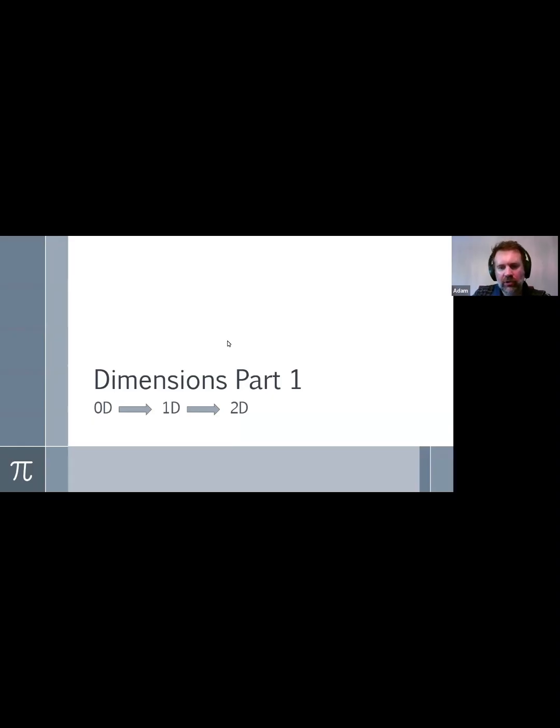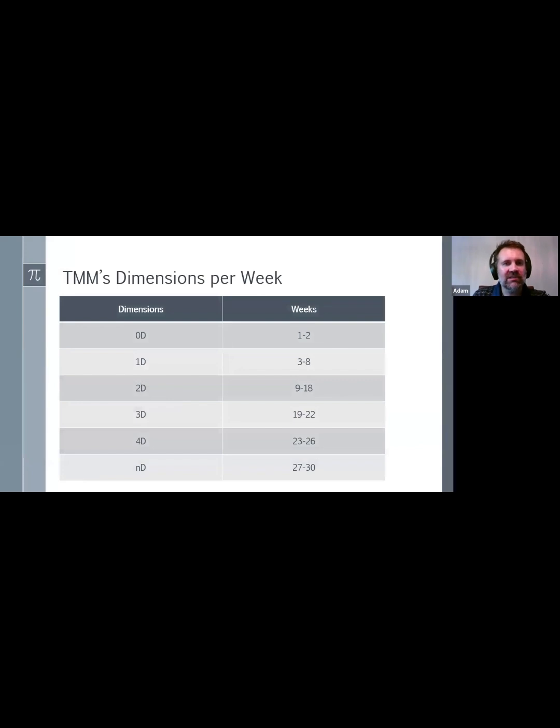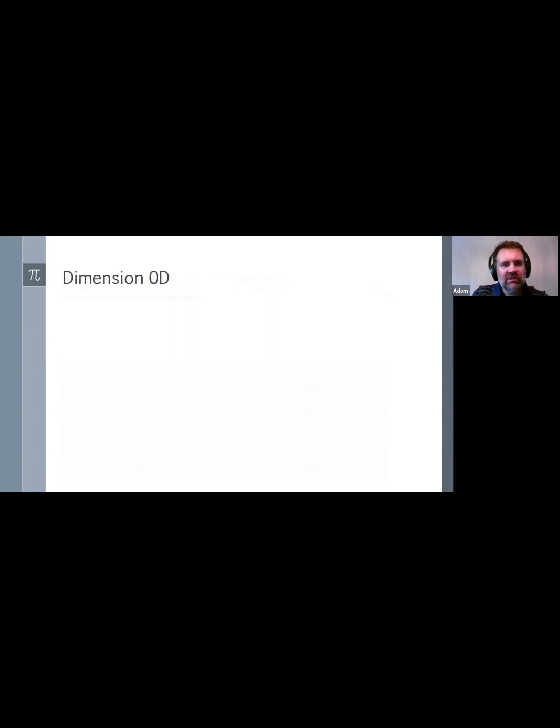As we go through the math map, it is separated into 6 different dimensions, starting with 0D, as I said, and then 1D, 2D, 3D, 4D, and then ND. And as you see, I have in the chart the weeks that are grouped in the lessons into these various dimensions. And today I'm going to discuss just these first 3 dimensions, which covers weeks 1 through 18, as I said. So let's start with 0D.